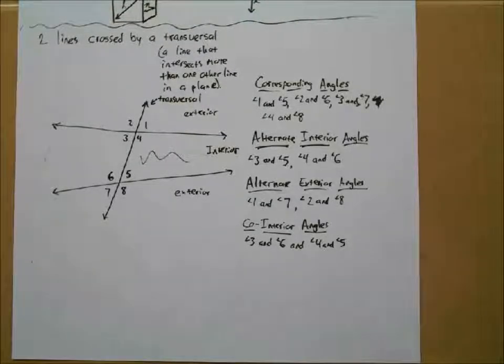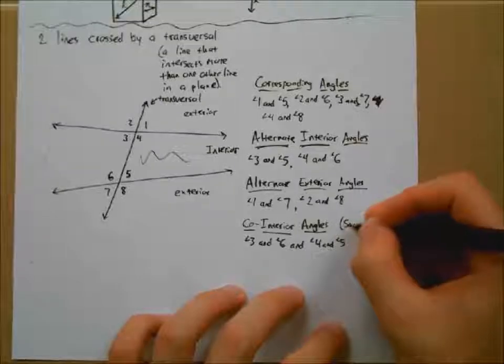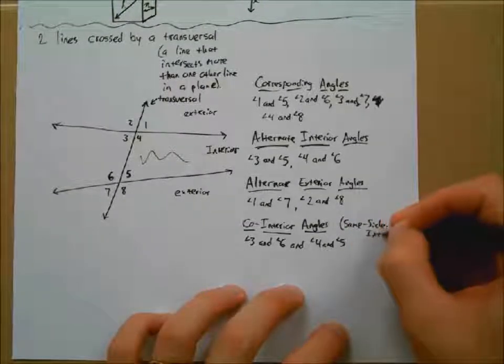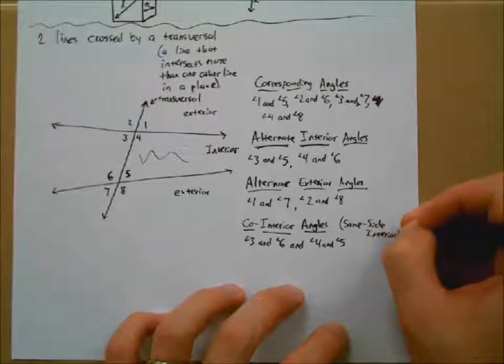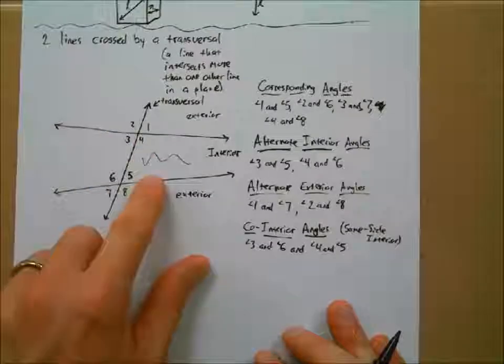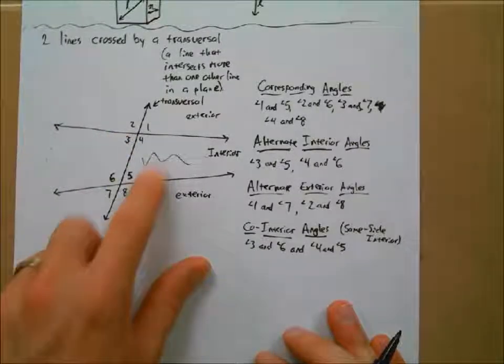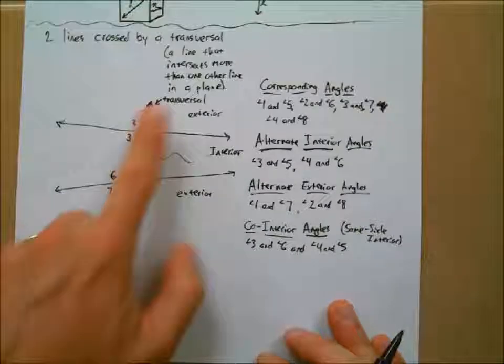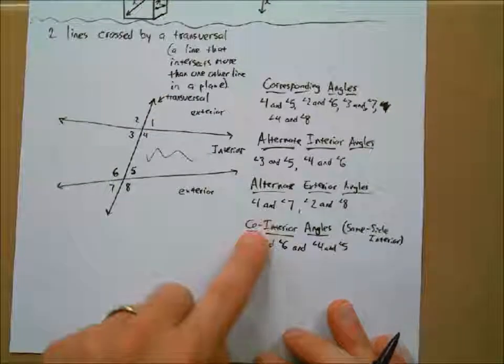Sometimes these are also called same side interior, which is even more obvious about what they're talking about, right? Same side interior. Alternate, right? What were we alternating in alternate? It was the alternate sides of the transversal. 3 was on the left, 5 was on the right, 4 was on the right, 6 was on the left. Same thing with alternate exterior, right? We're alternating the side of the transversal. Okay? And then co-interior sharing.